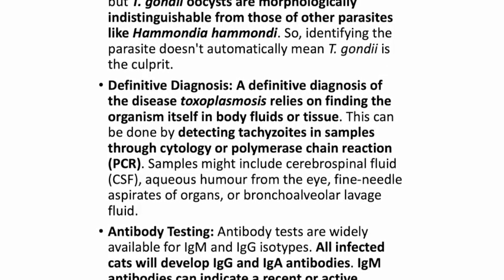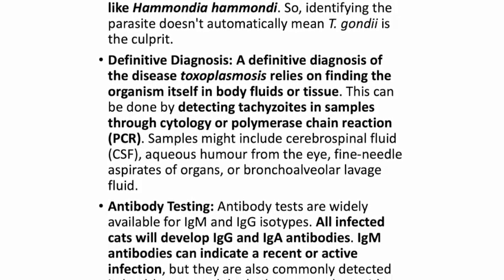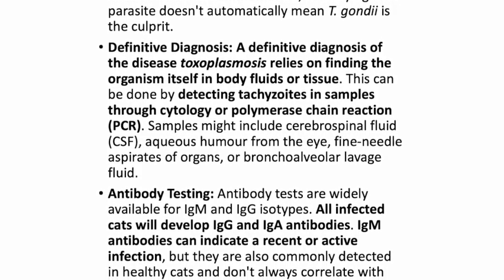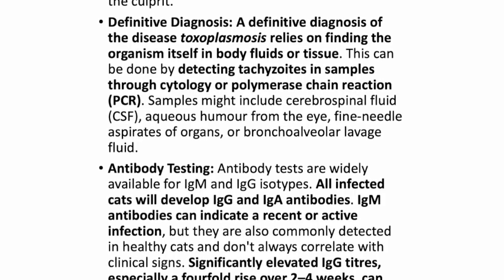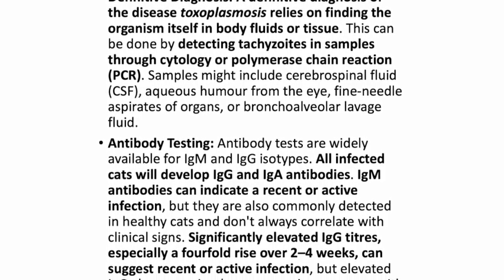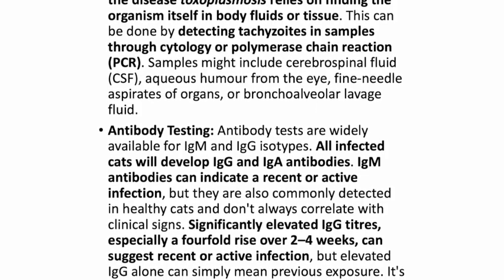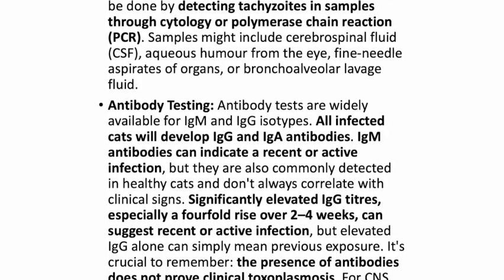Definitive diagnosis. A definitive diagnosis of the disease toxoplasmosis relies on finding the organism itself in body fluids or tissue. This can be done by detecting tachyzoites in samples through cytology or polymerase chain reaction, PCR. Samples might include cerebrospinal fluid, CSF, aqueous humor from the eye, fine needle aspirates of organs, or bronchoalveolar lavage fluid.